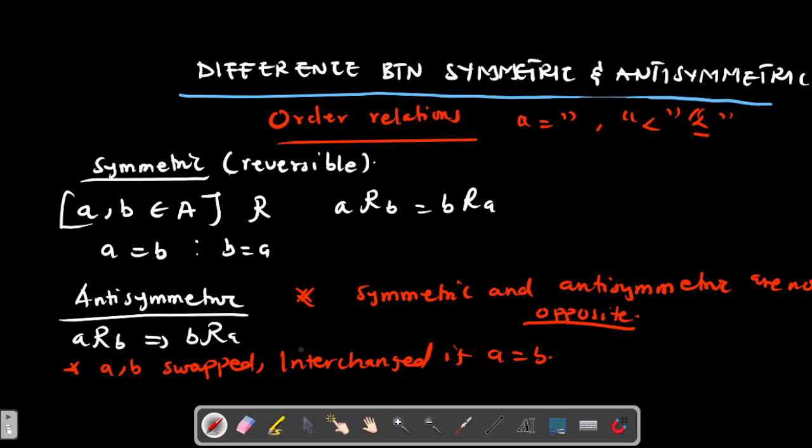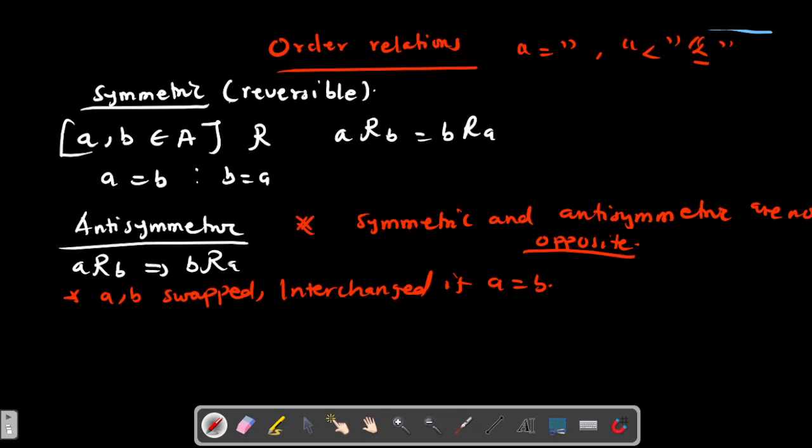So have you seen how it's working here? It means that I can only swap any two numbers with a relation, I can only interchange their positions, provided they are equal. So antisymmetric is talking about a restrictive law here. If I have equal to as a relation, so far as I can swap it, then it means they are equal.